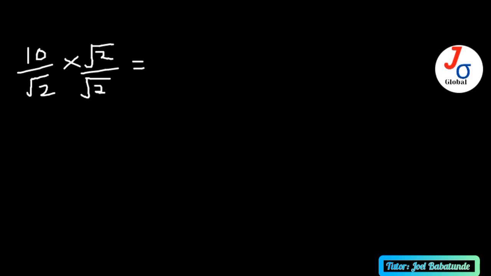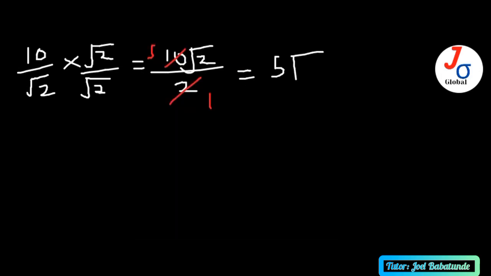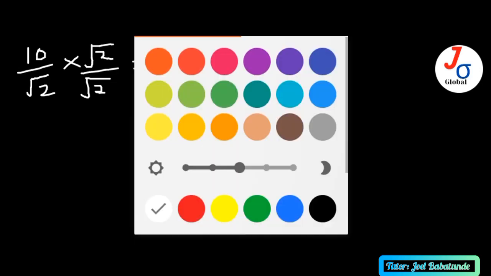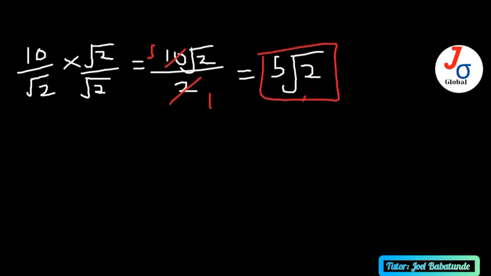So 10 times root 2, you have 10 root 2. Then root 2 times root 2 is root 4, but root 4 is actually 2, so let me just write 2. And 2 into 10 is 5. So therefore my answer now becomes 5 root 2, and that's the final answer. Alright.